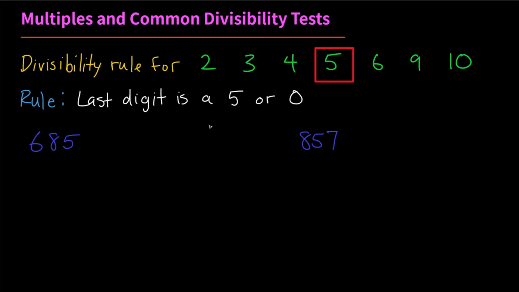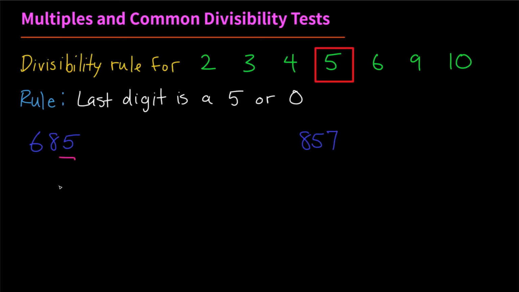Our next divisibility rule is for the number 5. We want to check to see if some numbers are multiples of 5. And the rule is the last digit is a 5 or a 0. If our number ends in a 5 or a 0, then that means it is divisible by 5 or a multiple of 5.